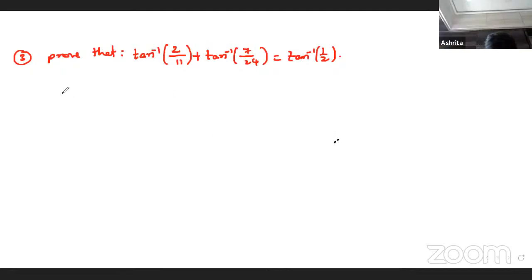Now I am taking the LHS here. I am taking the LHS. What is the LHS?